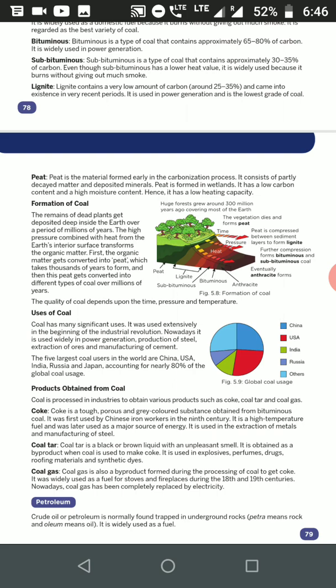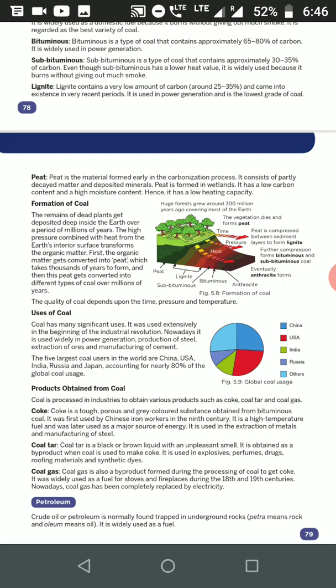First, this organic matter changes into peat, then it takes millions of years to convert into the different types of coal. The coal depends upon the time, pressure and temperature. A good quality of coal is subjected to high temperature and pressure.